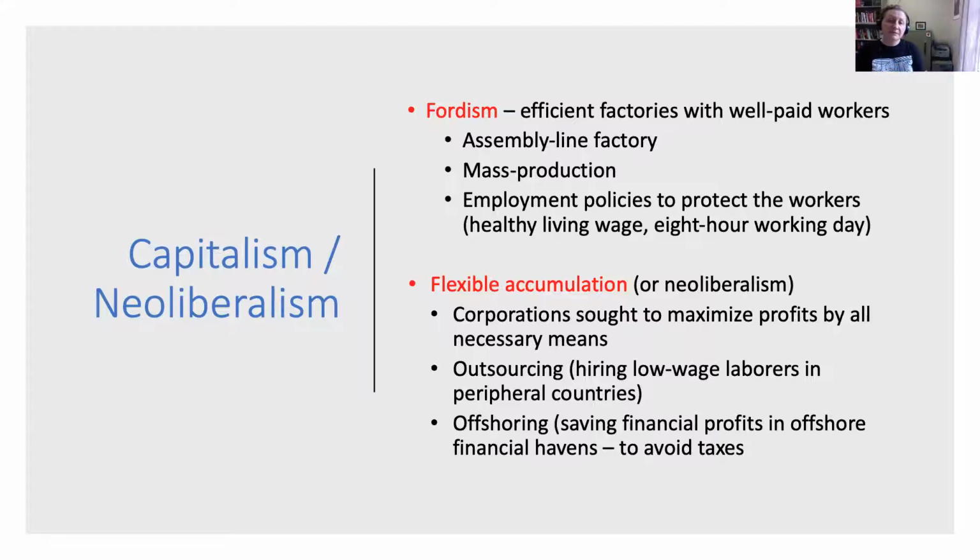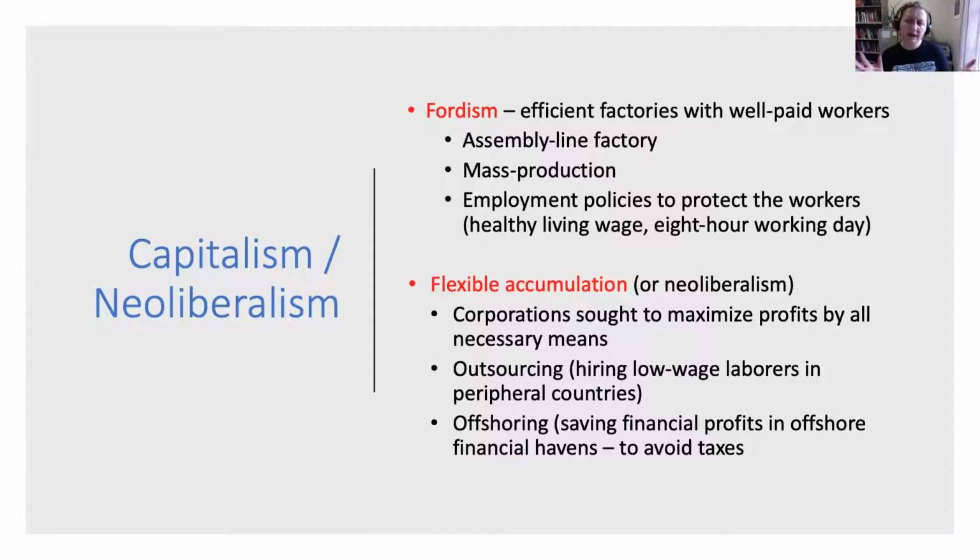Okay, so that's still part of the capitalist system, but it's a capitalist system that's organized in what we call the Fordist model. This term comes from the Ford factory, the assembly line factory, these industrial factories that are engaged in mass production, but they usually operate within the nation, the same country where the headquarters of the company are situated. And this also refers to a phase of capitalism where there's a lot of strong policies to protect the workers, such as the healthy living wage, 8-hour working day, and so on and so forth.